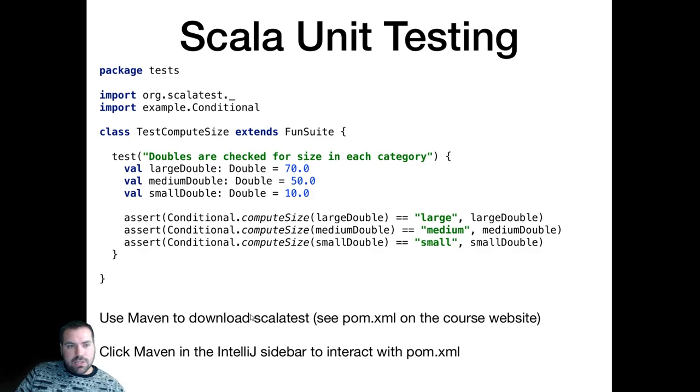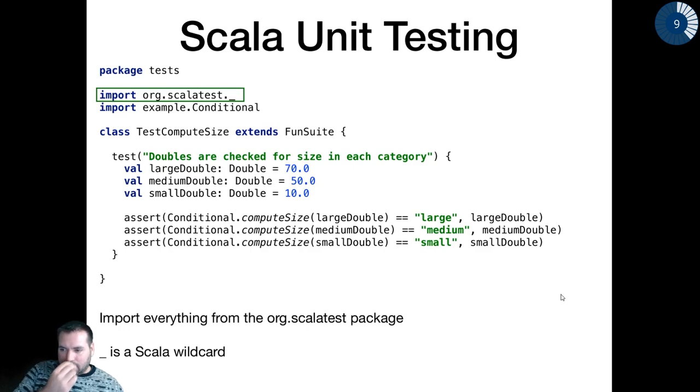For now, just know that ScalaTest is not a part of Scala, that we do have to download it separately. If IntelliJ says it doesn't know what ScalaTest is, that means you have to fix your Maven, get your pom.xml going, and get that set up. Once you have ScalaTest downloaded, installed, and linked, then we can write code like this. So let's go through this and talk about what each line is doing.